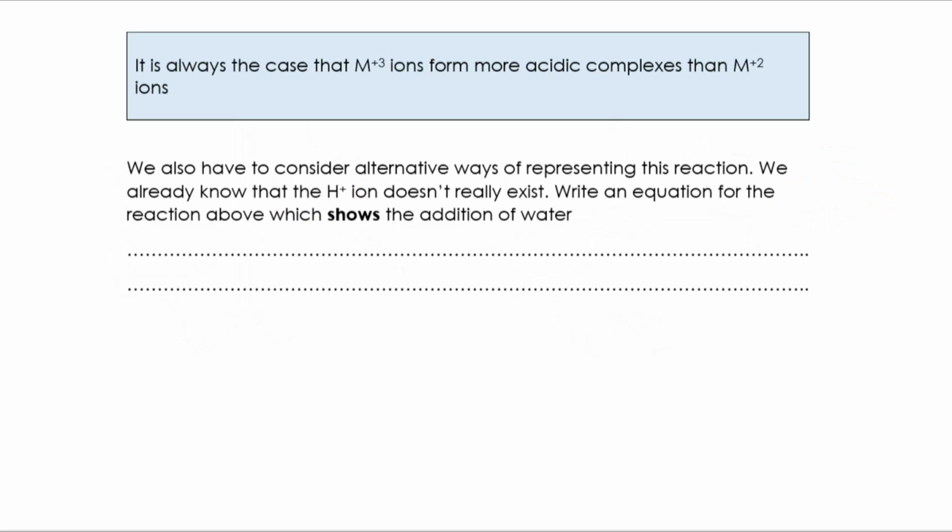And the blue box really summarises what we've been looking at. If we have +3 central metal ions, they are always more acidic than +2 ions in the middle of a complex. So how else can we represent this reaction? To begin with, we need to remember that H+ ions don't actually exist. So I want you to have a think about this question. What would be formed if an H+ ion reacts with water? Pause.